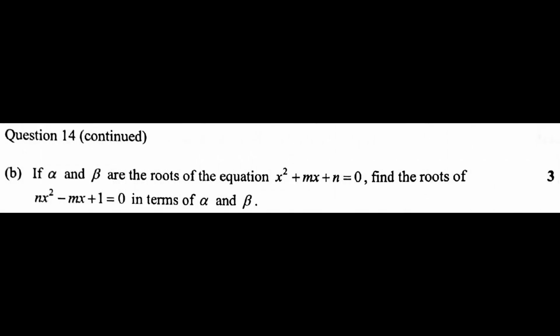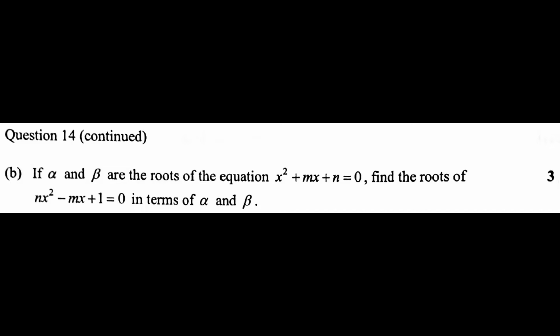Hi everyone, in this video I'm continuing to look at question 14 of the 2020 Baulkham Hills Extension 1 trial exam. So I've just finished working through part A, which had a whole bunch of subparts. This part B has only got one part to it, and it says if alpha and beta are the roots of the equation x squared plus mx plus n equals 0, find the roots of nx squared minus mx plus 1 equals 0 in terms of alpha and beta.